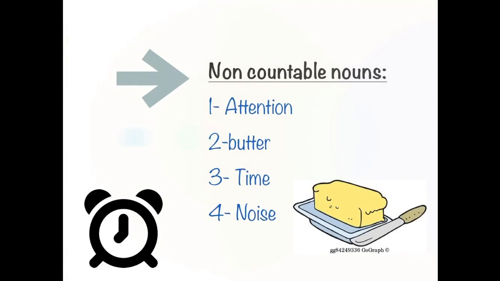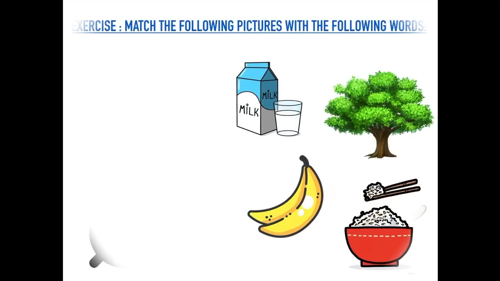Now we have the non-countable nouns. I chose attention. Attention is an abstract idea, as I said earlier. Butter is a physical object that is non-countable. We can say I need some butter. Some is like a number for the butter. And time is an abstract idea, and noise also is an abstract idea.